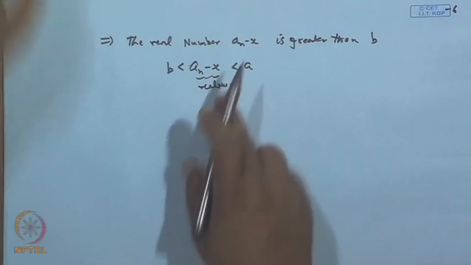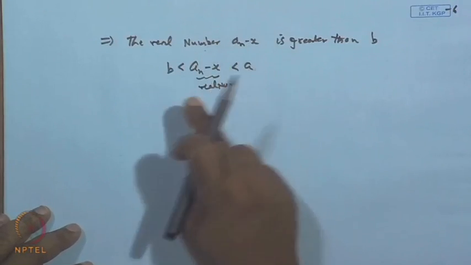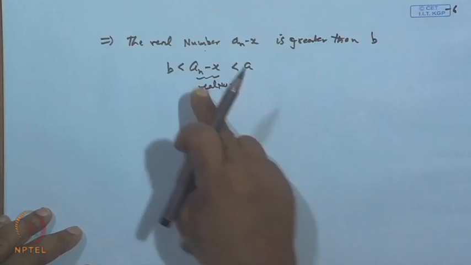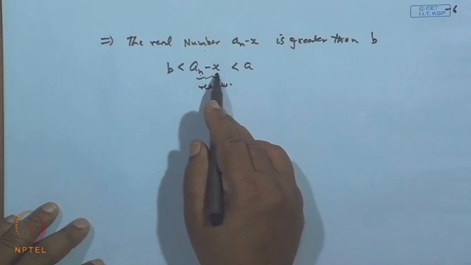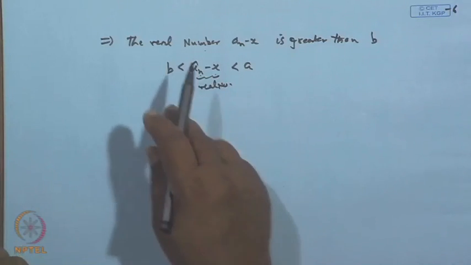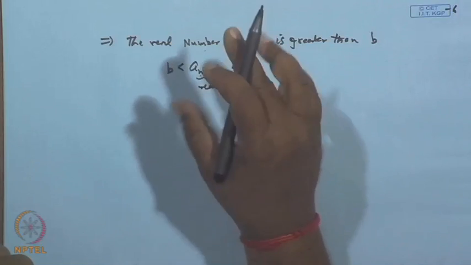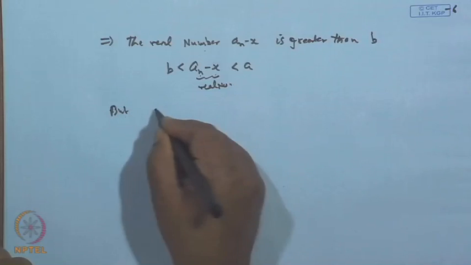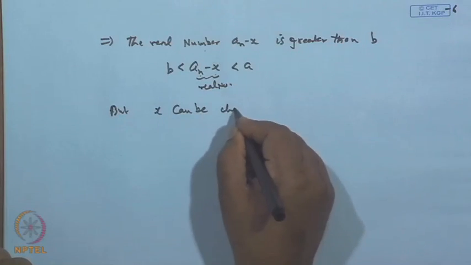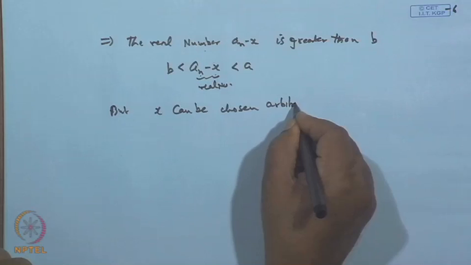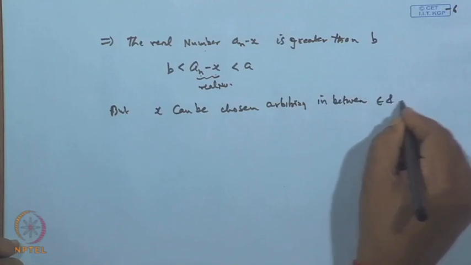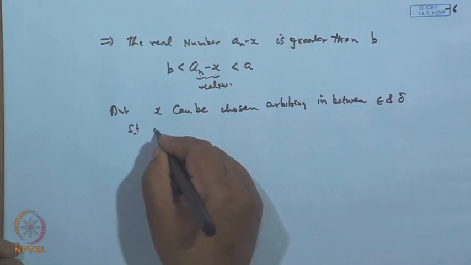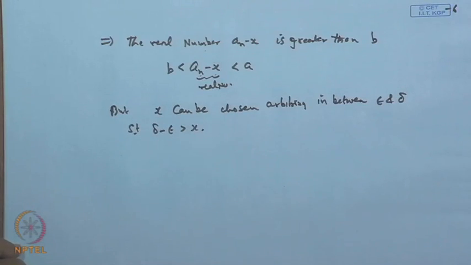So, as soon as you change x, there are an infinite number of real points lying between a and b, and in fact, these are all rational points. These are all rational points, because a_n are rational, x is also rational. And we are taking a sequence corresponding to a_n minus x itself. So, it is a rational number. So, this implies, but x can be chosen arbitrarily in between epsilon and delta, such that delta minus epsilon is greater than x. Okay.